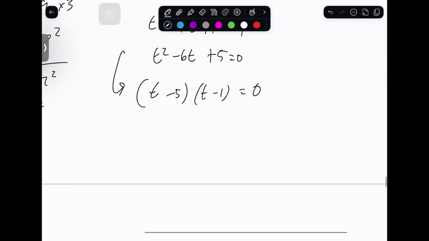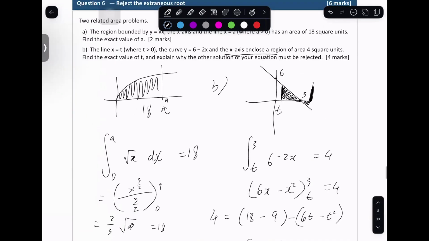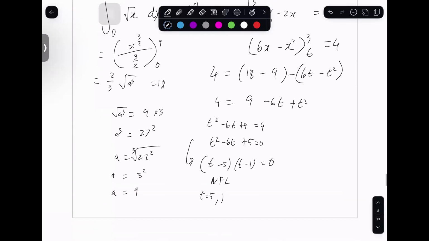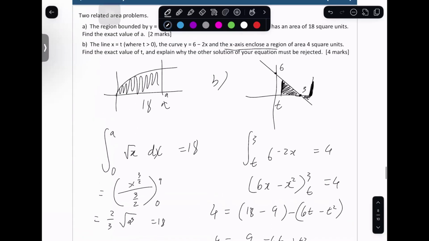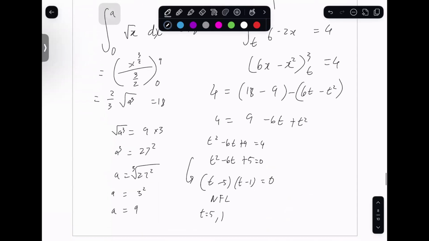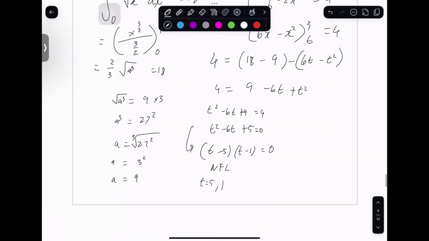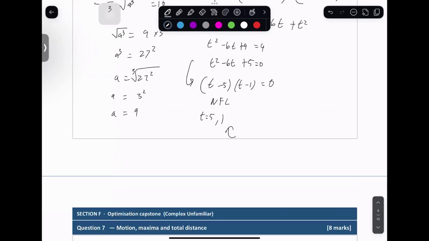And now we just use null factor law. t equals 5 and t equals 1. Now, out of these two solutions, we are expecting one to get rejected. And in this case, it would be t equals 5, because we know that t must be less than 3. And t equals 1 gives a valid solution, so the answer is t must equal 1.